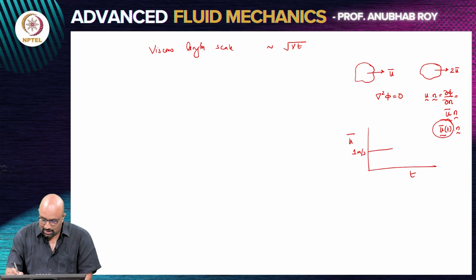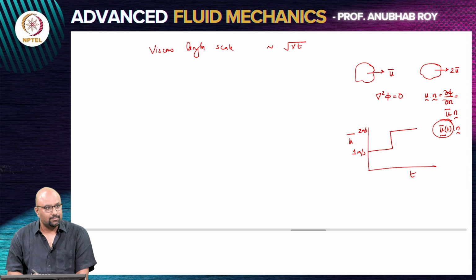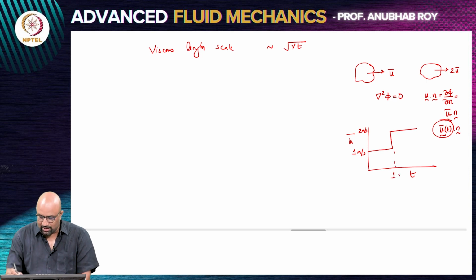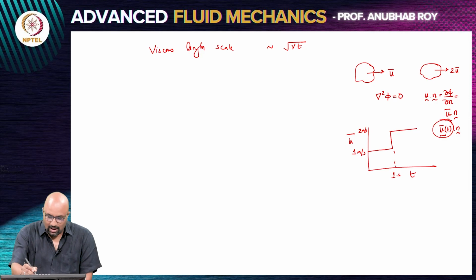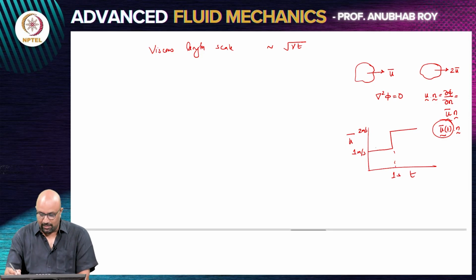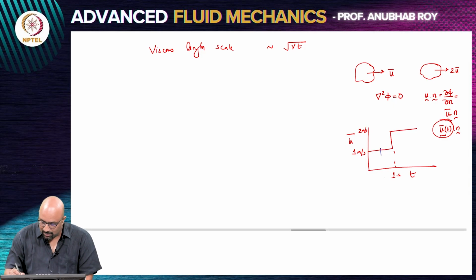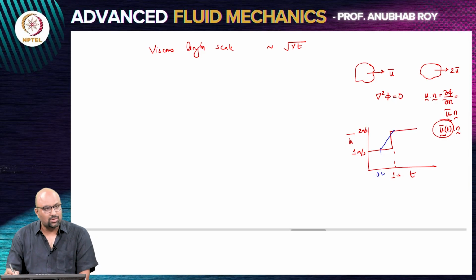And then I give it a jerky motion and it goes to 2 meter per second at some time interval, let's say 1 second. I do a next set of experiments where I start from 1 meter per second, but then at 0.5 seconds I use a ramp, and the ramp is going to approach 2 meter per second over some interval of time. Let's say it achieves 2 meter per second at 1.2 seconds.